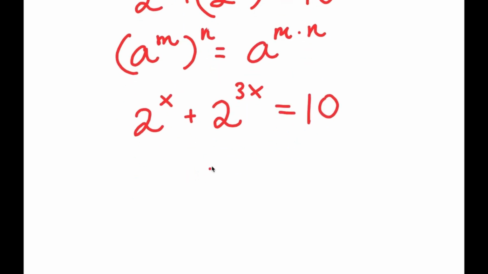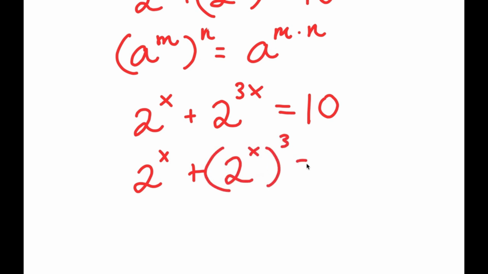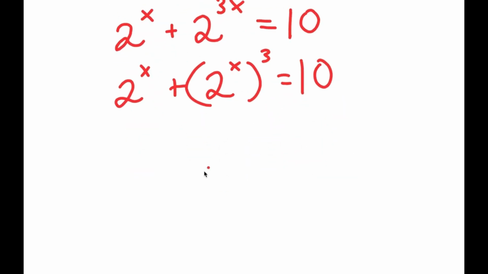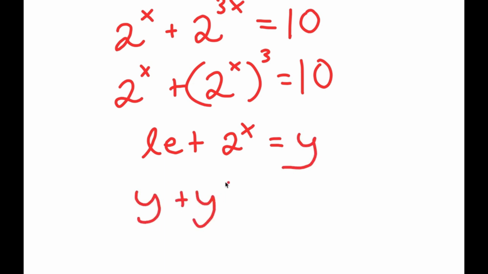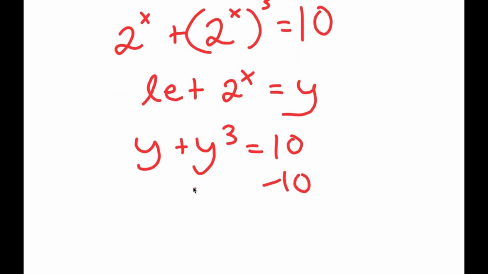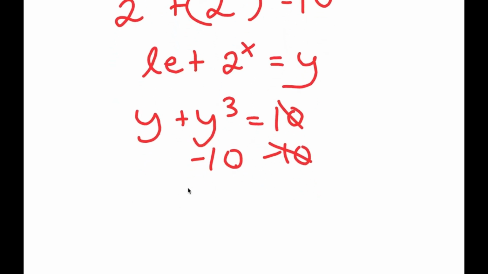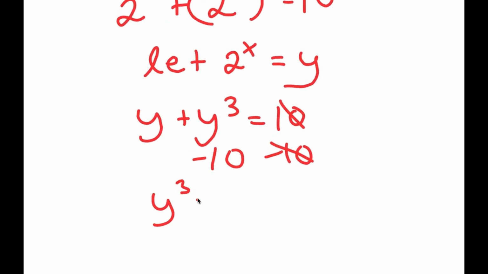Now, I can rewrite this as 2 to the power of x, plus 2 to the power of x to the power of 3 is equal to 10. Now, I'm going to let 2 to the power of x equal to the variable y. So I get y plus y to the power of 3 is equal to 10. Now, if I subtract 10 on both sides, I get y to the power of 3 plus y minus 10 is equal to 0.